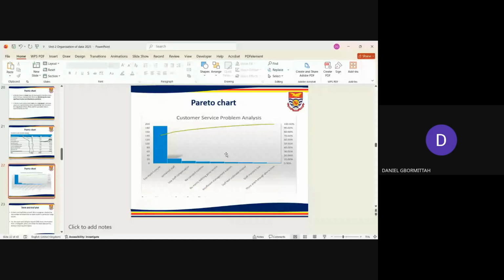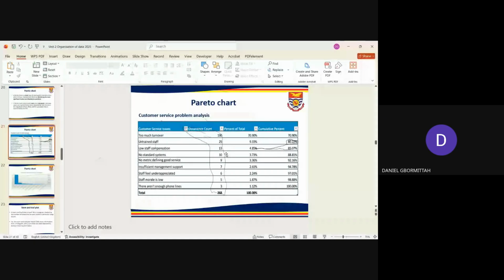So if you look at what we have here, you see that the data has already been arranged in descending order. Yes, that is why. So the frequency 190 is more than the one with 25. So it has been arranged in descending order from the highest to the lowest.